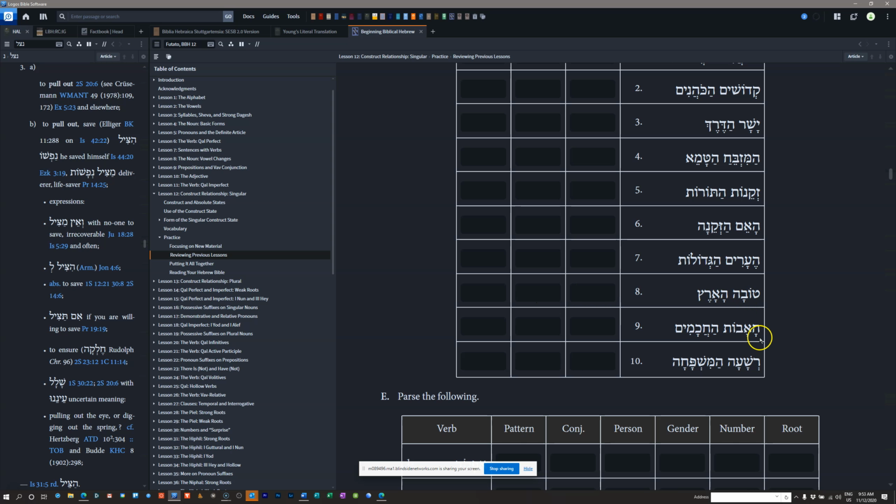Number 9, we have ha'avot hachamim. Hachamim. That's not easy to say. Here we have two articles, both have the article, and the root of the adjective here is chacham, wise. The adjective comes after its noun. So this is going to be attributive. This is going to be the wise fathers.